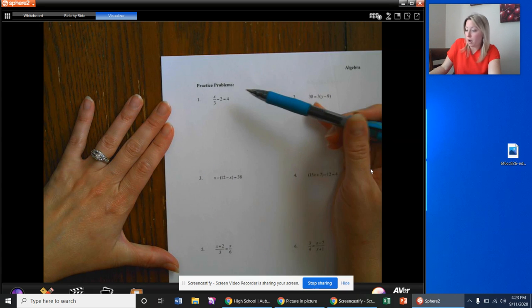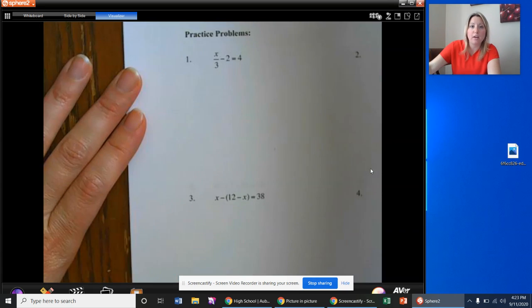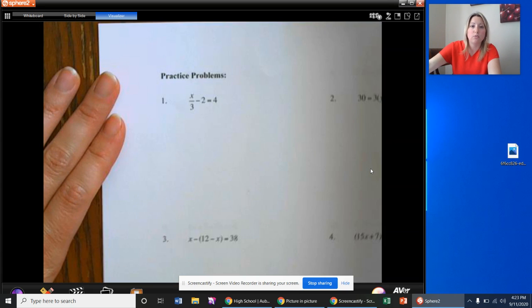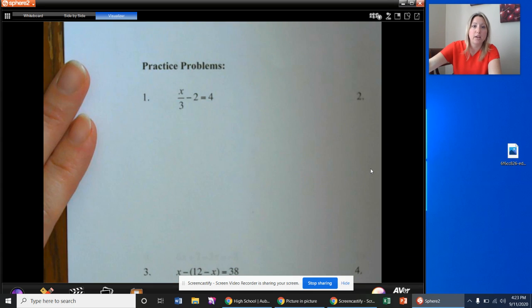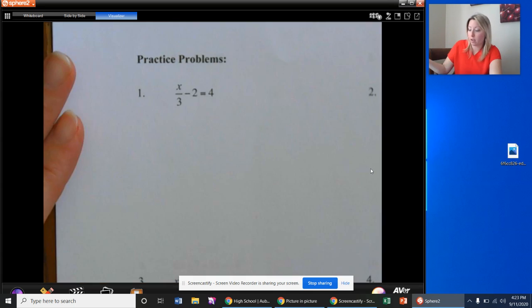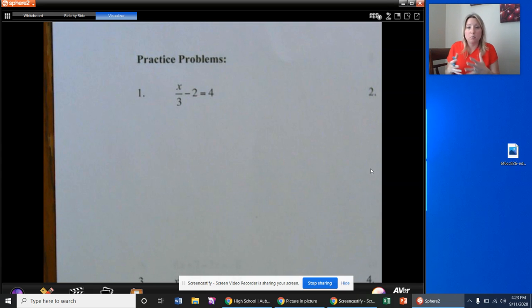Let's start with practice problem number 1. And I'll zoom in now so you can see really the majority of the practice problem. Again, if I'm writing, you're writing. Okay? So you want to be writing down the exact same stuff I'm doing.